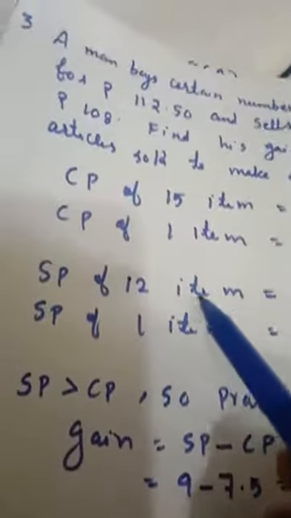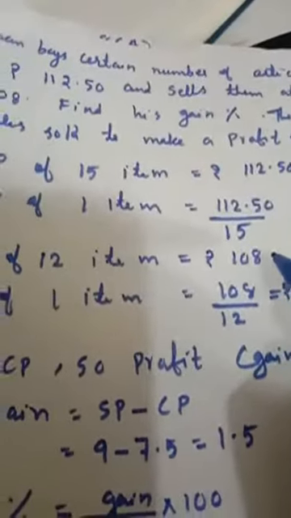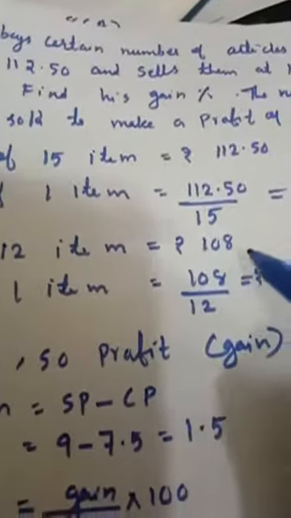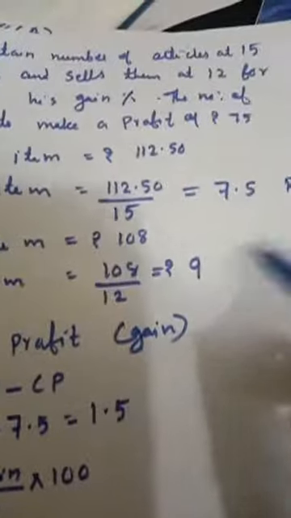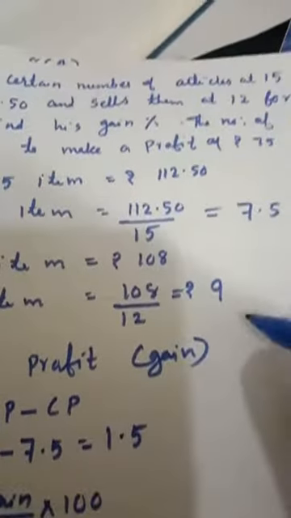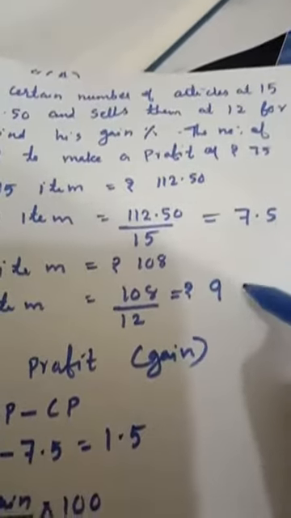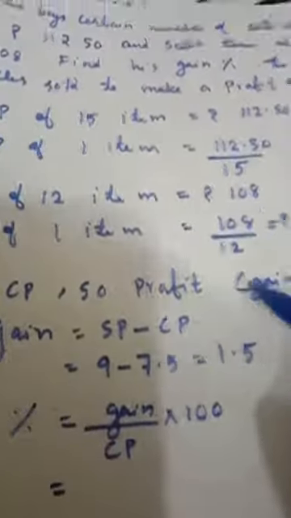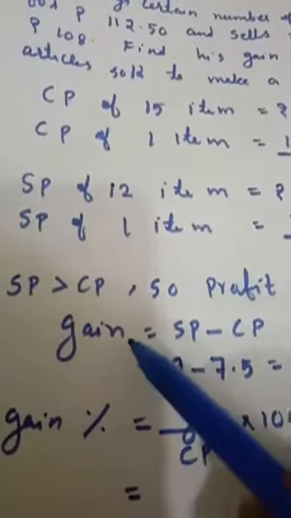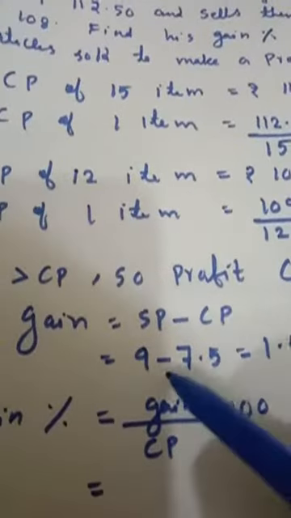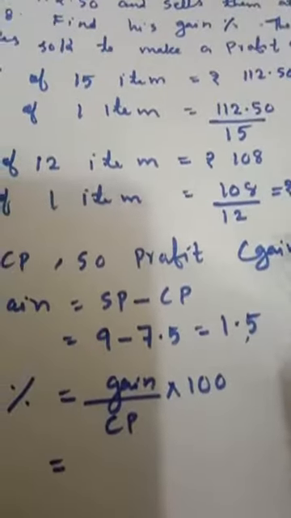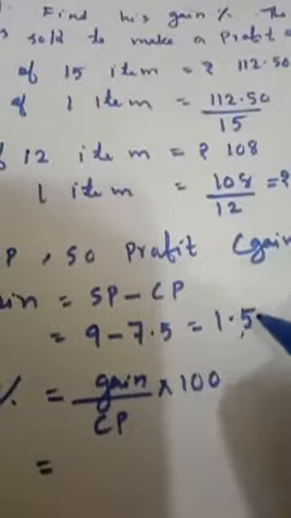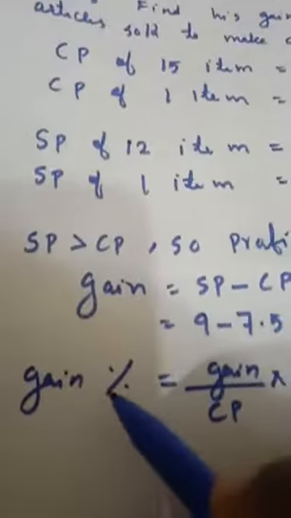Then selling price of 12 items is rupees 108. Selling price of one item is equal to 108 by 12, which is 9. So selling price is 9, cost price is 7.5. SP is greater than CP, so we know that it is gain or profit. Now how to find gain? SP minus CP, 9 minus 7.5 is 1.5 rupees.